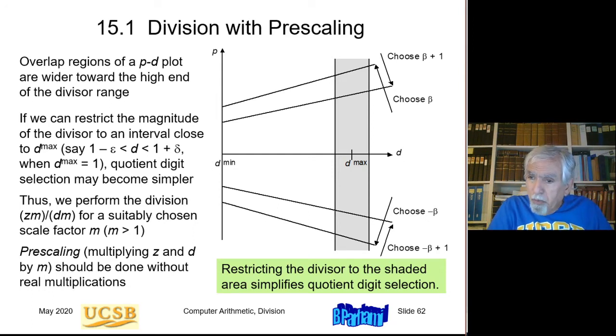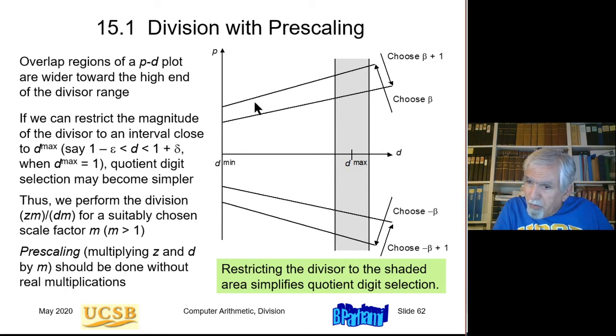Here I've shown a portion of a PD plot, two of the four quadrants, showing the value of the divisor D going from some minimum value D min to some maximum value D max. And I've shown a couple of the overlap regions. At the top, you see the overlap region between choosing the quotient digit beta, which goes up to that line, and choosing quotient digit value beta plus 1, which begins at this line. And therefore, this is the overlap region.